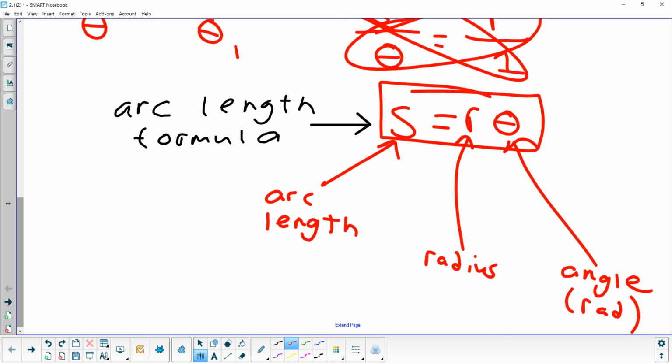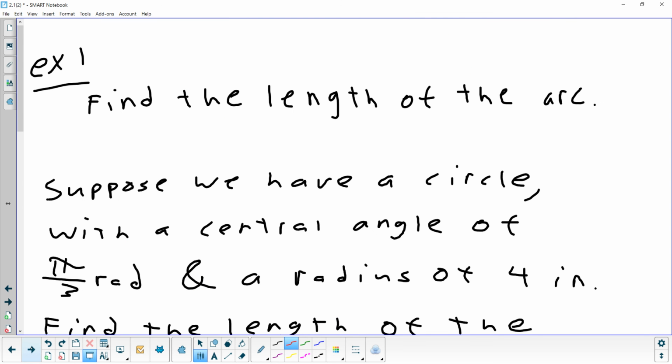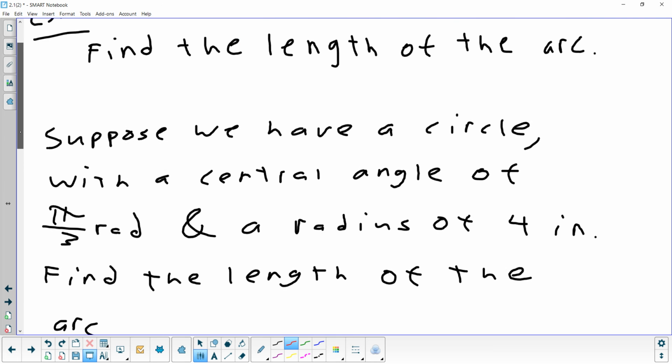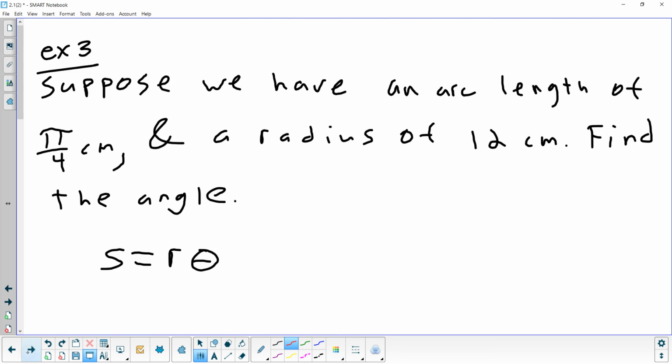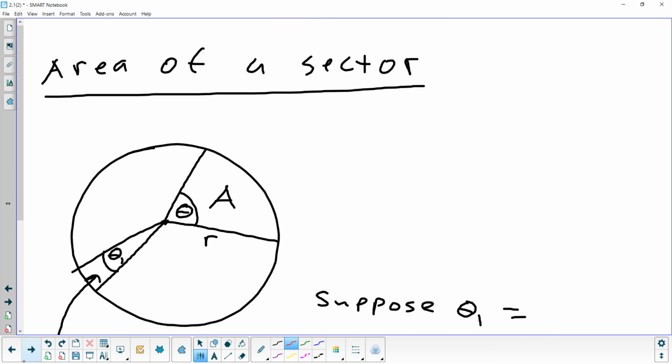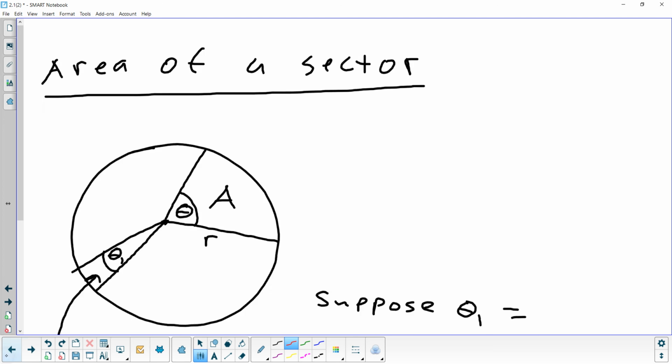Now, there's 3 variables. You'll always be given 2 of them. As long as you know 2 out of 3, you can solve for whatever the third one is. Let's try an example. There's 2 ways that I can give you a problem like this. I can write out the whole problem, or I could just draw a picture of the problem. Same thing.